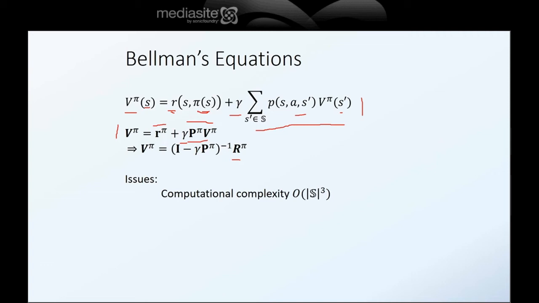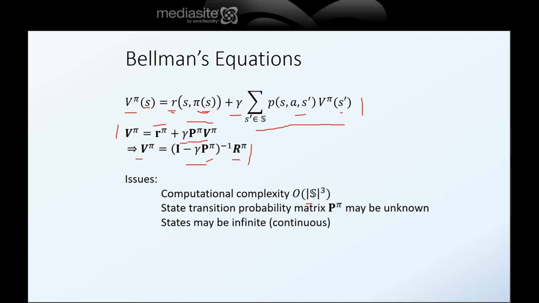Now, why don't we solve it this way? First of all, the number of states is extremely large in some cases. And the computational complexity of using this method, which involves matrix inversion, is order S cubed, which is phenomenal when the number of states is very, very high. Now, the state transition probability matrix may be unknown. If you're playing a game of golf and you're trying to find the value of a state, then P pi is something that you normally don't expect to have access to.